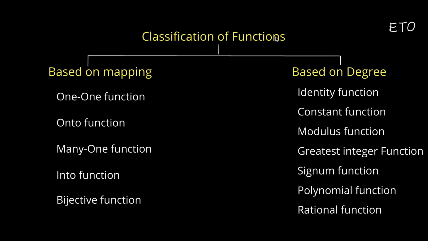Type of function has been classified into two types. One is based on mapping, another is based on degree. Based on mapping tells how elements in domain and range are mapped. Based on degree tells the degree of the function.